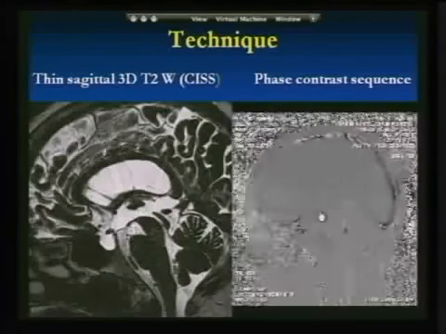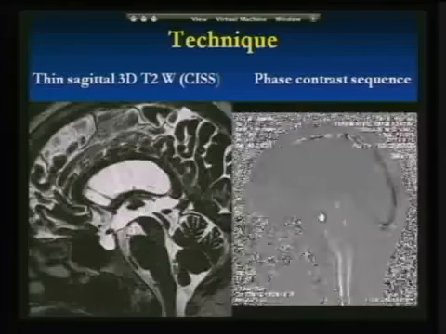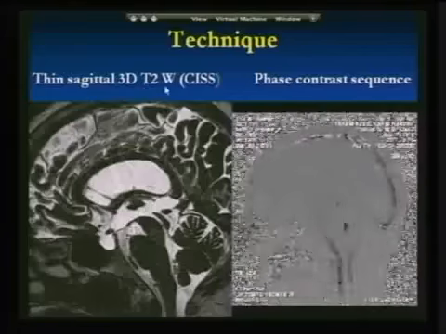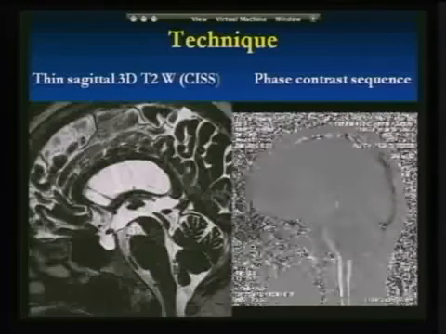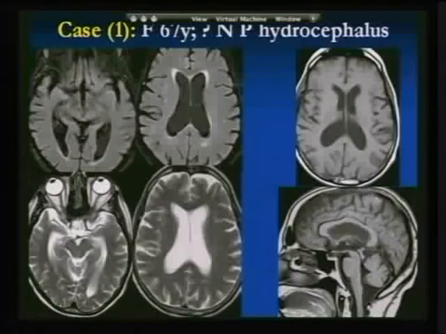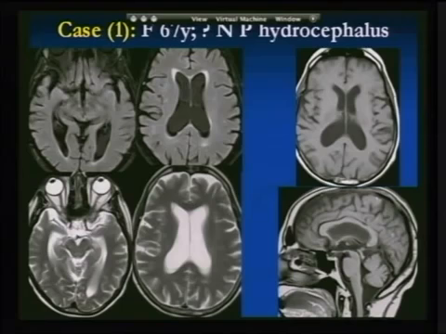This phase contrast sequence is coupled with this thin sagittal 3D CISS sequence. This sequence is a heavy T2 with a 0.5 millimeter thickness. The first case is a female, 67 years old, coming with the clinical suspicion of normal pressure hydrocephalus. You can see that the ventricles are dilated a little bit, more than the cortical sulci, signal void on the aqueduct, and the aqueduct is more or less patent.